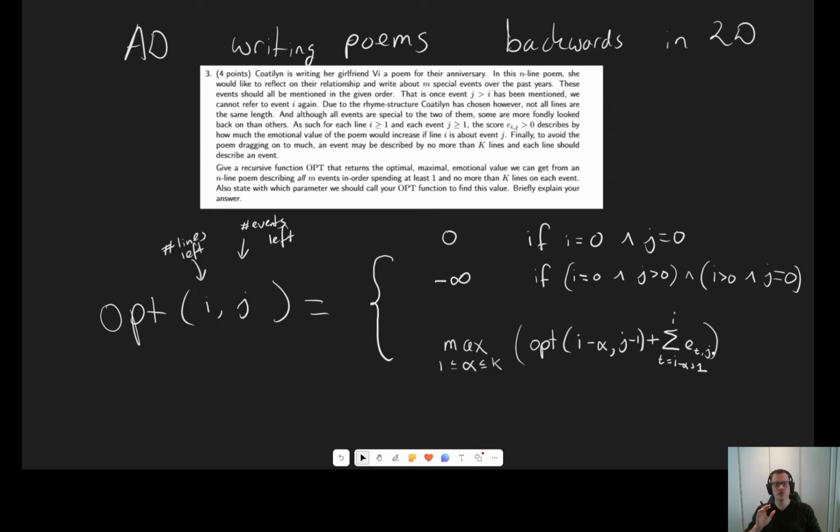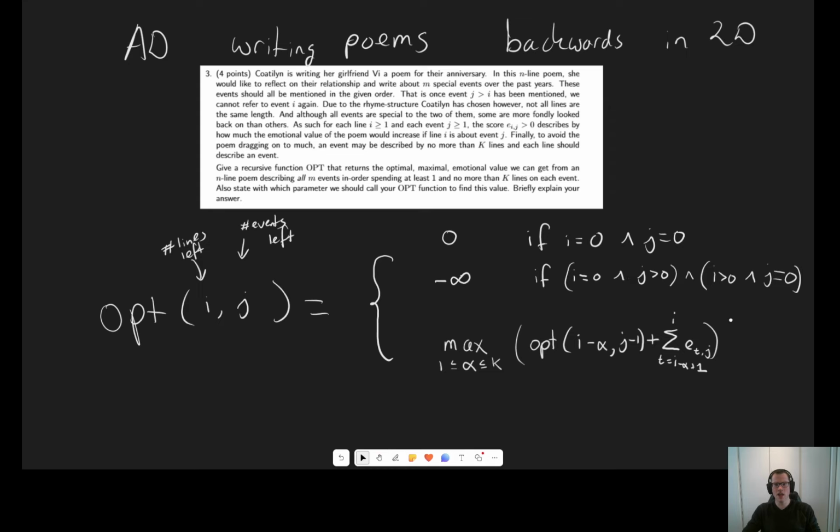Imagine that I'm allowed to write 1,000 lines about every event. Capital K is 1,000. But my poem is still only going to be 100 lines long. Then this function is going to call 100 minus 1,000. So it's going to call this function with minus 900 and one less event. So I need to make sure I also have a base case that covers what happens when I becomes negative.